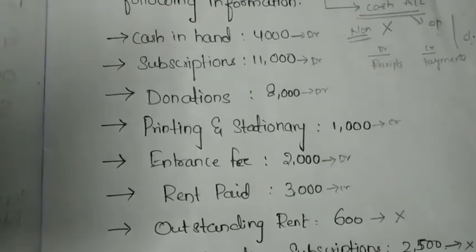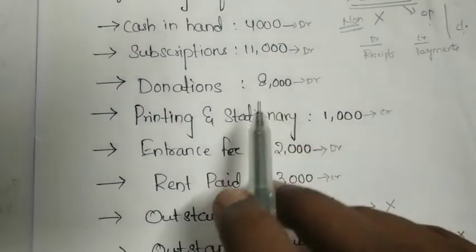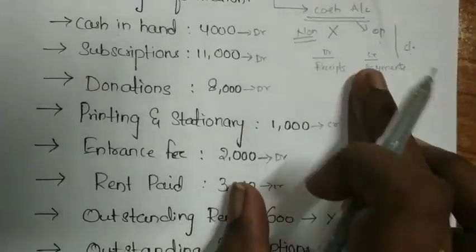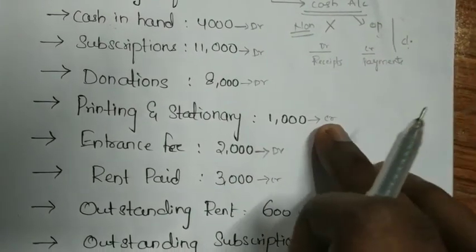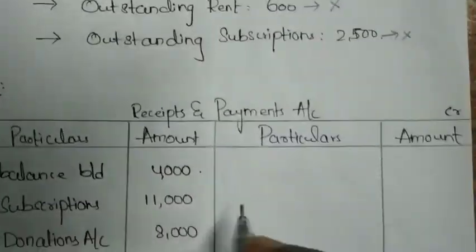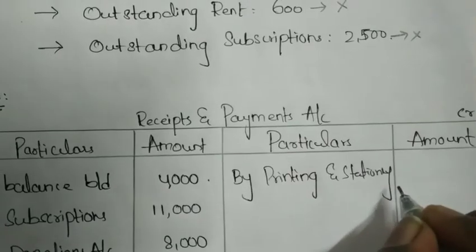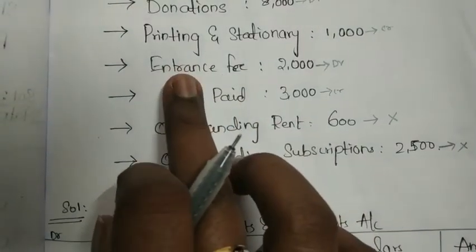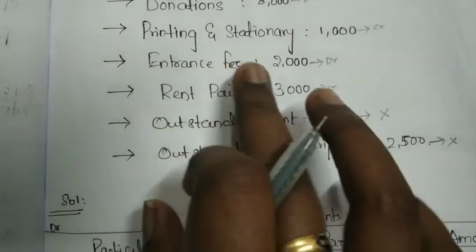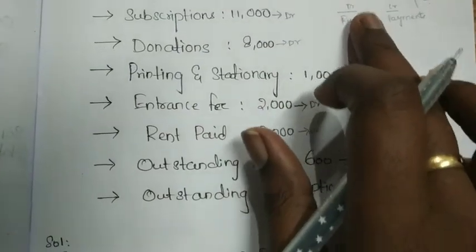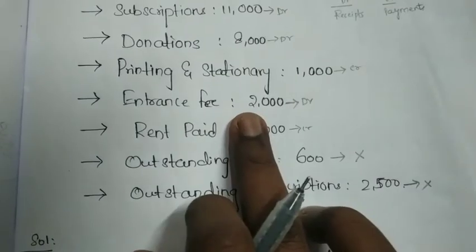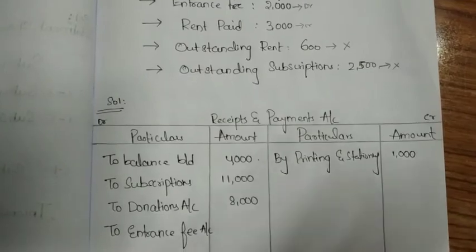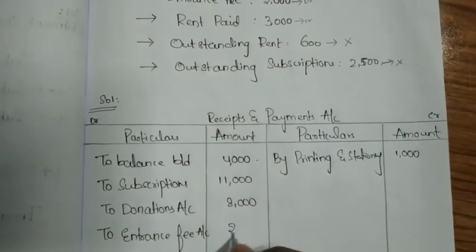And see the next point, printing and stationery. Printing and stationery, it is an expenditure. That means cash is going out. Payments. So whatever, payments we have to credit. So credit by printing and stationery 1,000. And see the question for the next point, entrance fee. I said it is an income. We are receiving. So we have to debit the receipts. So entrance fee is a receipt. We have to debit it to entrance fee. See what is the amount? The amount is 2,000. So take the amount here, 2,000.